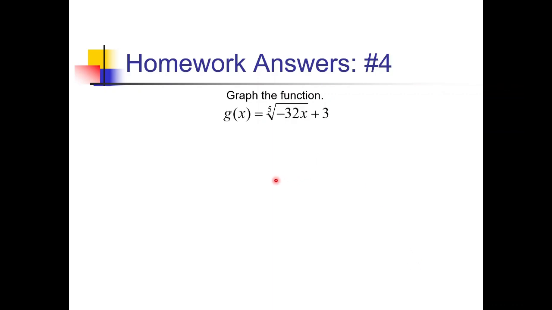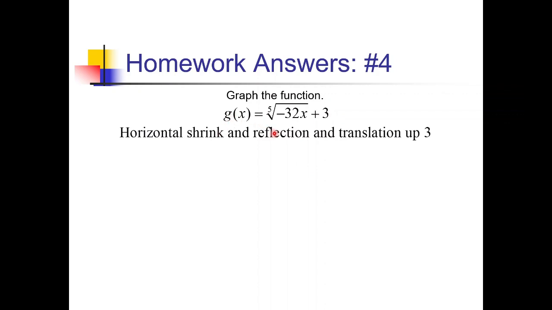On this problem, we've got a fifth root of negative 32x plus 3. So there's a fair amount going on in this one. Let's start by writing out what the transformation should be on the fifth root function. The negative 32x in here, the negative gives us a horizontal reflection. The times 32 actually gives us a horizontal shrink by a factor of 1 over 32. The plus 3 outside gives us a translation of up 3. So horizontal shrink and reflection, translation up 3.